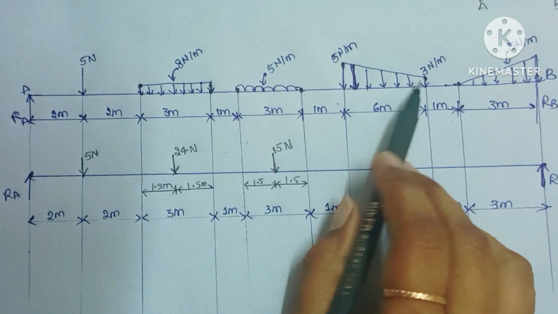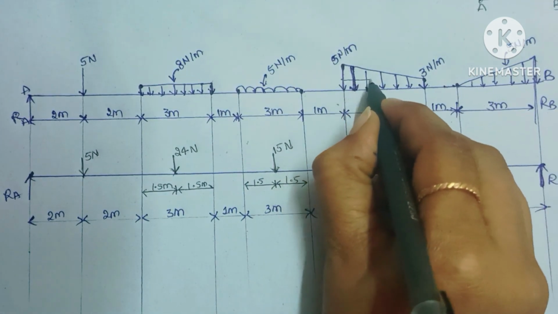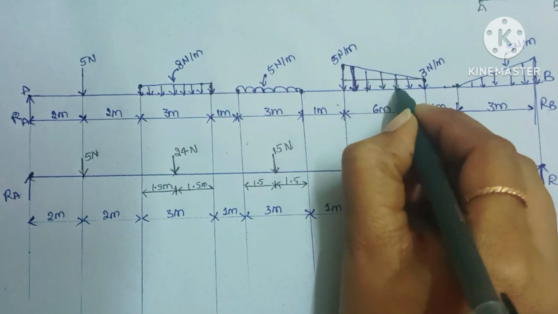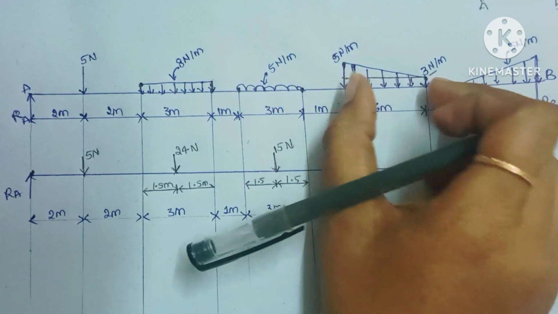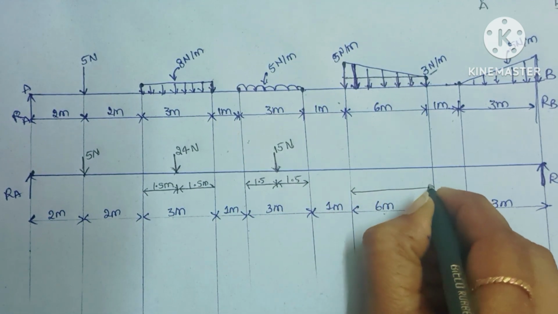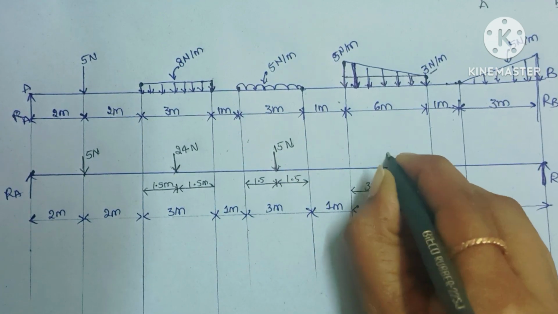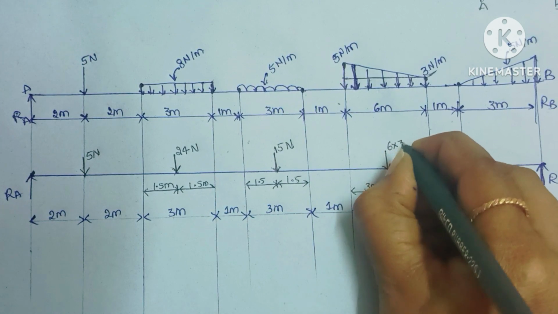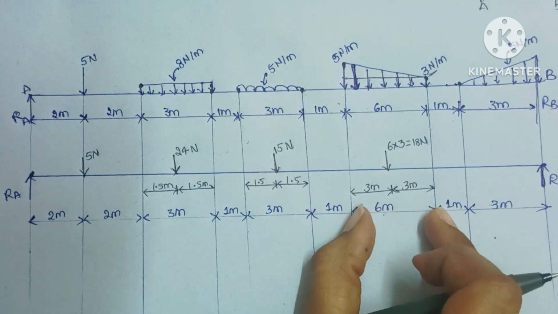So here this is uniformly varying load, which is nothing but trapezoidally distributed load. And if you write a section here, from here to this lower part is nothing but uniformly distributed load, which is having 3 newton per meter. So this uniformly distributed load will act at this center. For 6 meter the center would be 3 meter, so 6 by 2 is nothing but 3. At the center the load will act, so 6 into 3, 18 newtons of load is acting at the center of this 6 meter span.